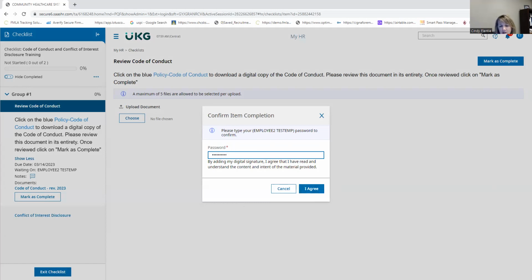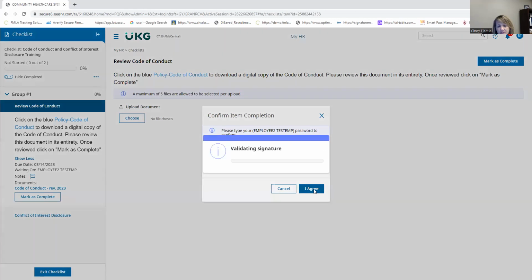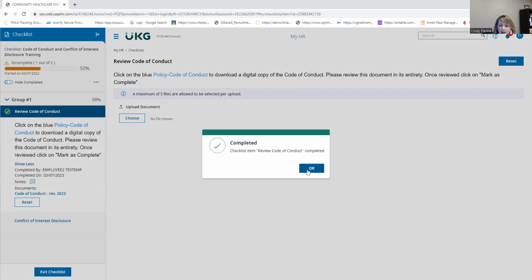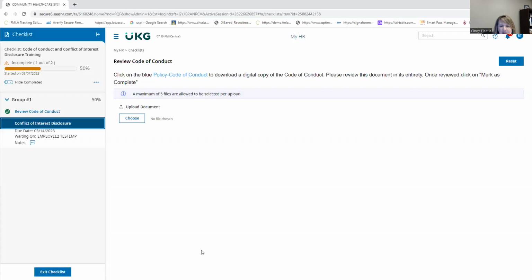I don't remember if I entered that right, so let me redo that. I'm going to enter that, and I'm going to hit I agree. And it's saying that I completed that item, so I'm going to hit OK.